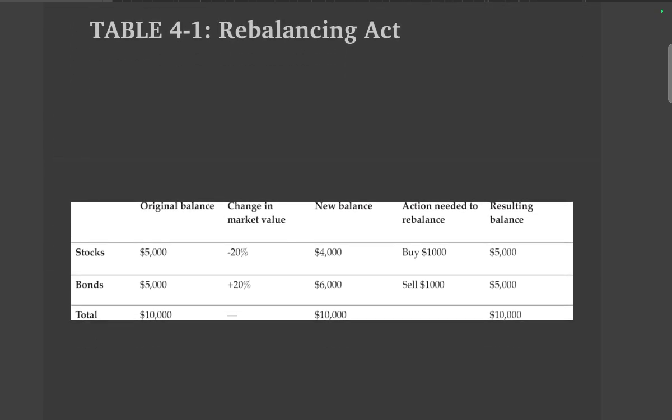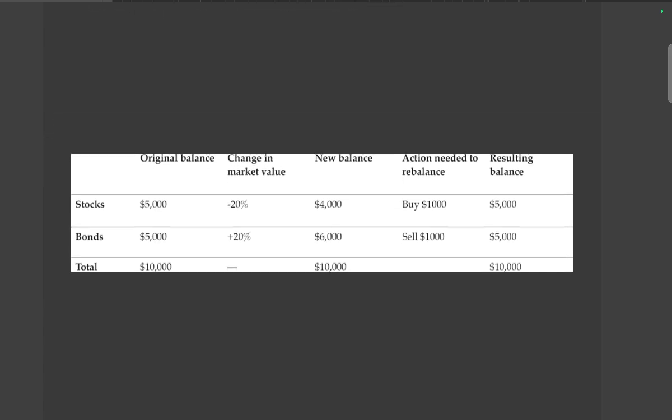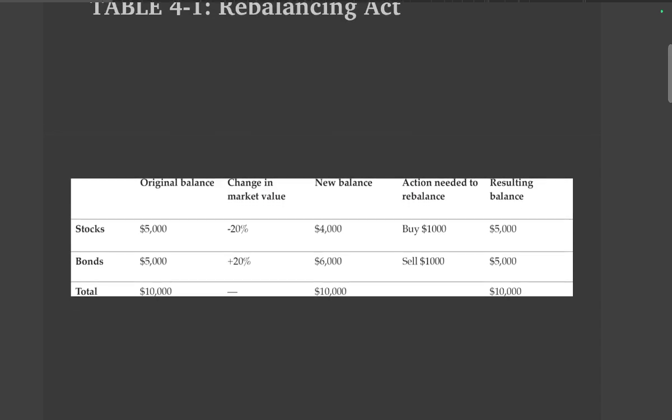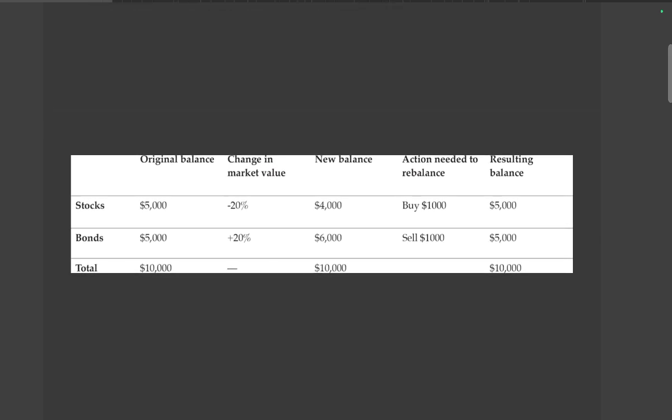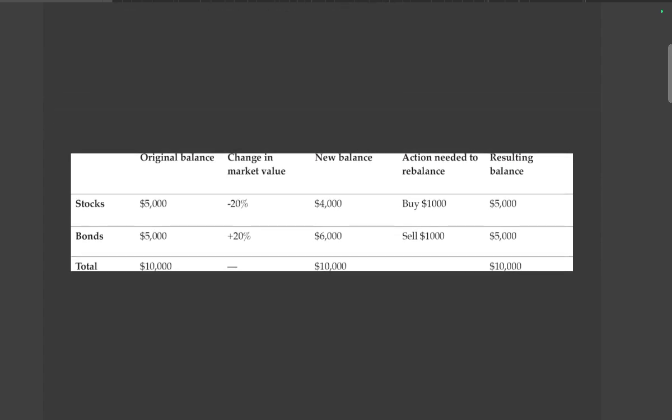Rebalancing act. Stocks: original balance $5,000, changed by minus 20%, new balance $4,000. Action: buy $1,000, resulting in $5,000. Bonds: original balance $5,000, changed by plus 20%, new balance $6,000. Sell $1,000, resulting in $5,000.